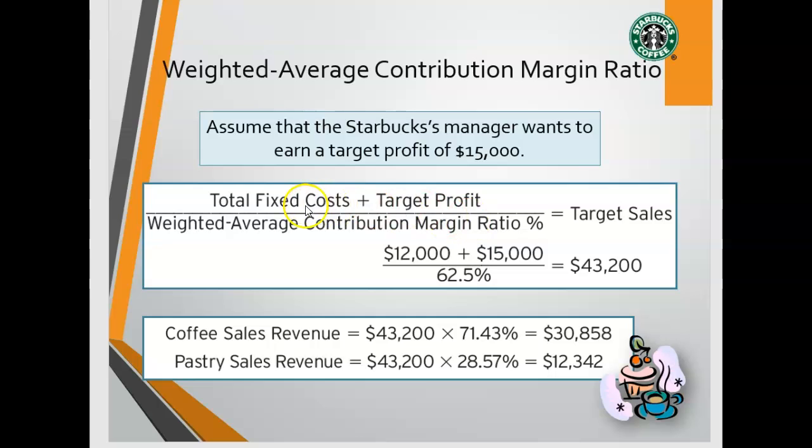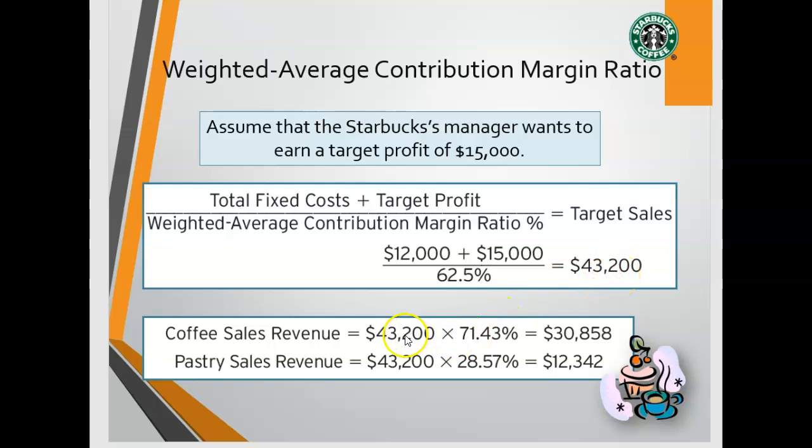So now I'm just going to take my total fixed cost of $12,000, and here's my target profit of $15,000. I'm going to divide it by the contribution margin ratio. I need to sell $43,200 worth of goods at this Starbucks location to break even. $43,200 worth of sales to break even.